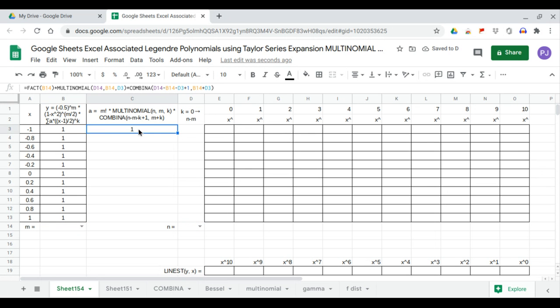As we drag this downwards, we have to lock the references. So b14 should be locked. That's the value for m. All our m values, we lock this. And our n, that is d14. This one, we lock this. d14 should be locked. The only thing that's not locked is the d3, which moves.